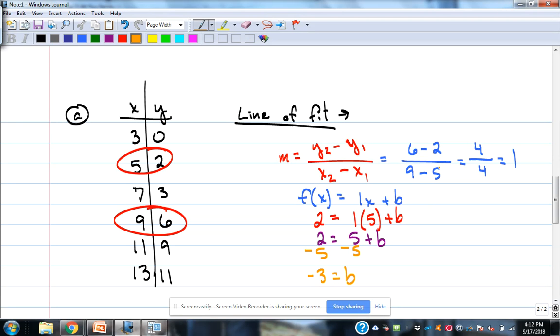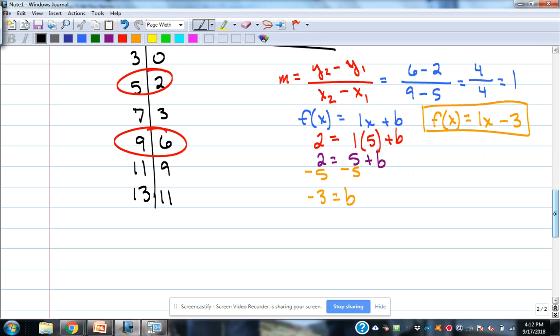So my equation for the line of fit is f of x equals 1x minus 3. That's the line of fit. That's one line of fit, which means you do it by hand. Okay? Line of fit means do it by hand. Line of best fit is easier.